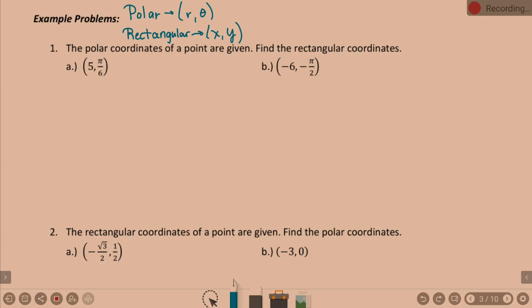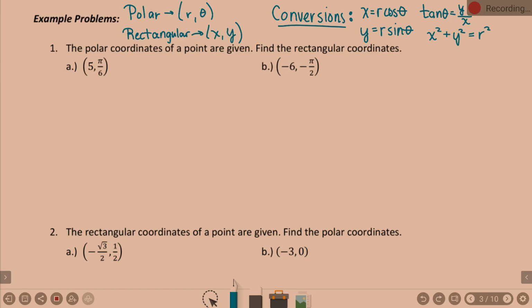Now, I'm just going to write them up here so we have them. We learned 4 conversions on the front side, yes? Let's write them down so we have them on the back side. We have that X is equal to R cosine theta. Y is equal to R times sine of theta. Tangent of theta is equal to Y over X, and X squared plus Y squared is equal to R squared.